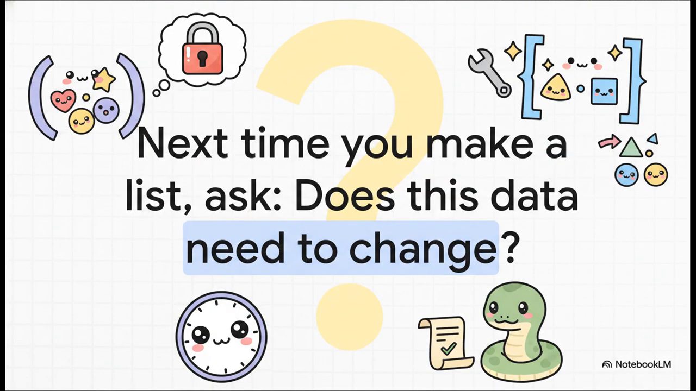So here's what I want you to do. The next time you're about to create a list, just pause for half a second and ask yourself one question. Does this collection of data ever need to be modified? If the answer is no, then a tuple might just be the smarter, safer, and more efficient choice. It's such a small change in your code that can make a really big difference.